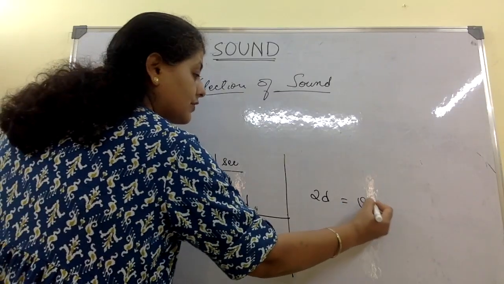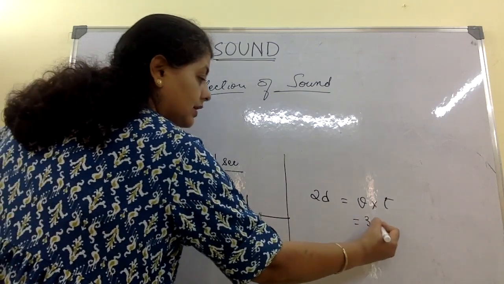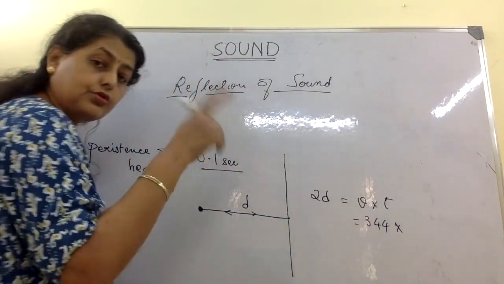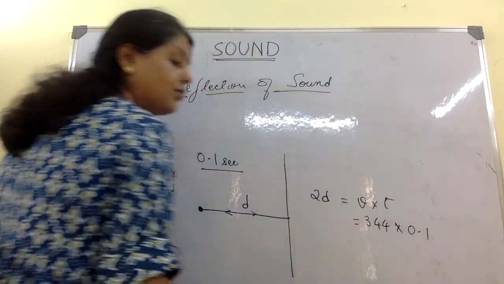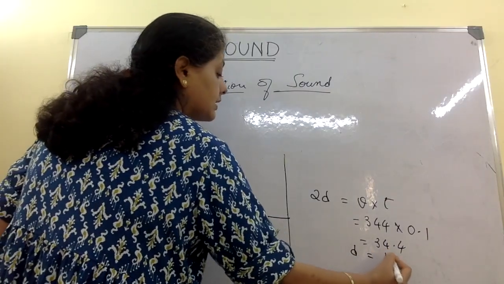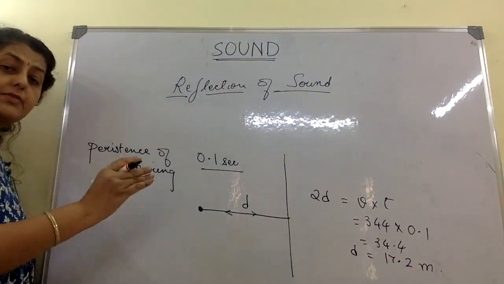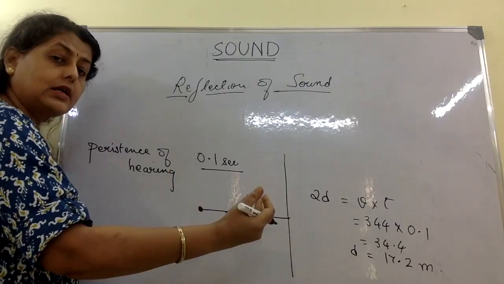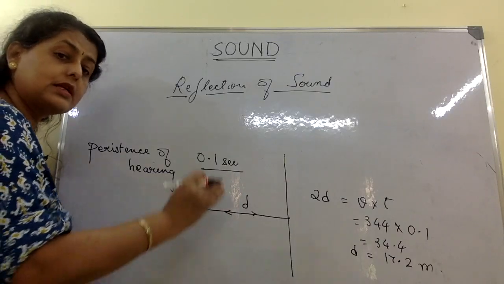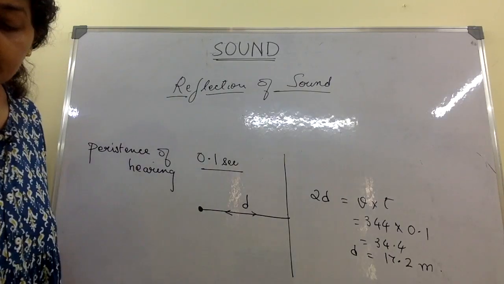2d is the distance, and distance is speed into time. Here the velocity of sound is 344 meters per second. 344 meters per second into what time should it take? It should take a minimum of 0.1 seconds. Of course it can take more. That gives 34.4, so d is 17.2 meters. So the reflecting surface should be at least 17.2 meters far from you.